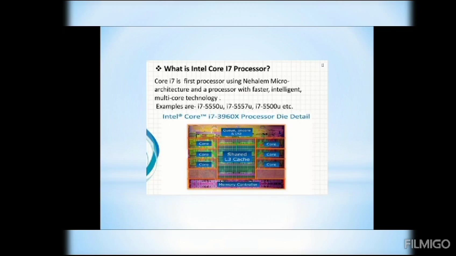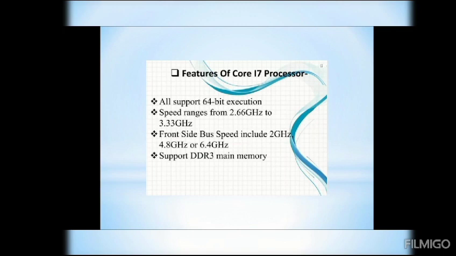What is the Intel Core i7 processor? Core i7 is the first processor using Nehalem microarchitecture, and a processor with faster intelligent multiple core technology. Examples are i7-550U, i7-557U, i7-5500U, etc. Features of the Core i7 processor: all support 64-bit execution, with speeds ranging from 2.66 GHz to 3.33 GHz.